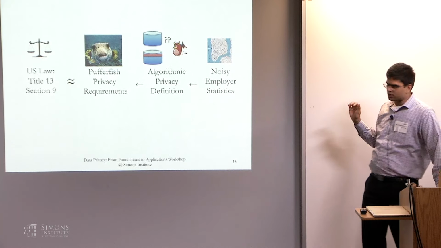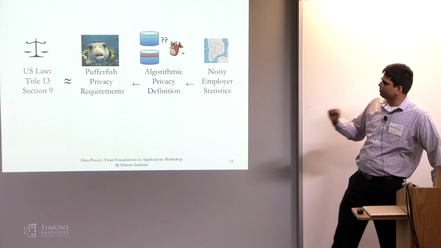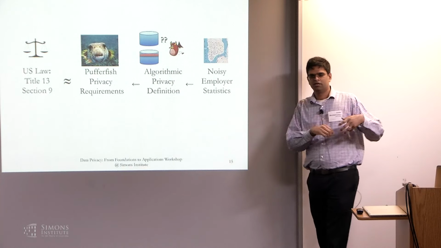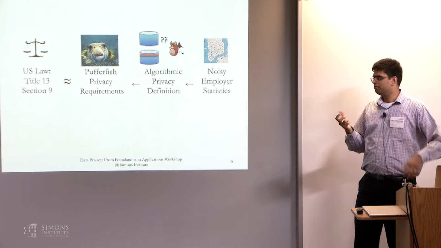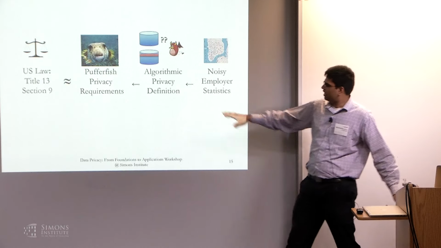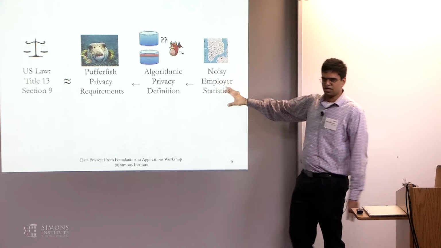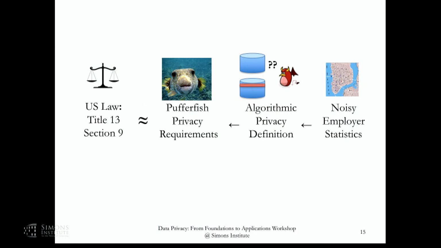And so in this work, basically what we did was we were able to take these laws and mathematically write out these privacy requirements in terms of sets of adversaries and pairs of secrets, and then show that the neighboring definitions that we came up with actually imply those, and then design algorithms to satisfy those.